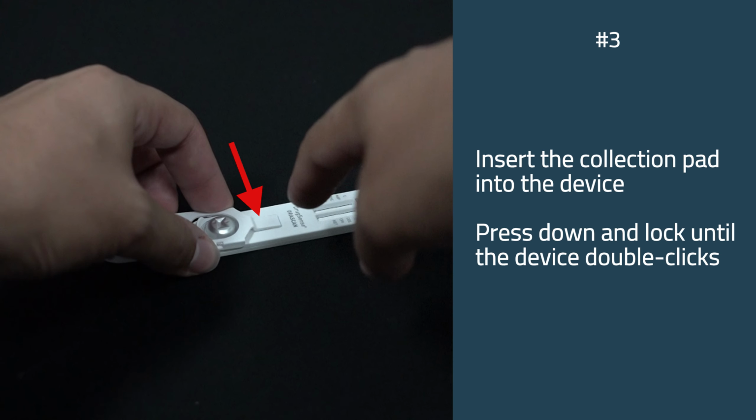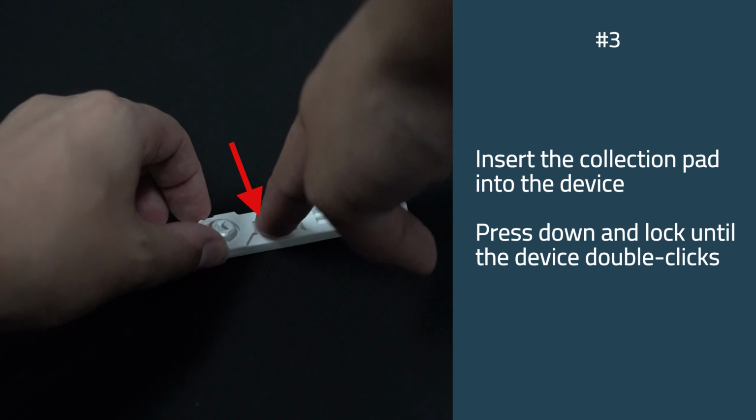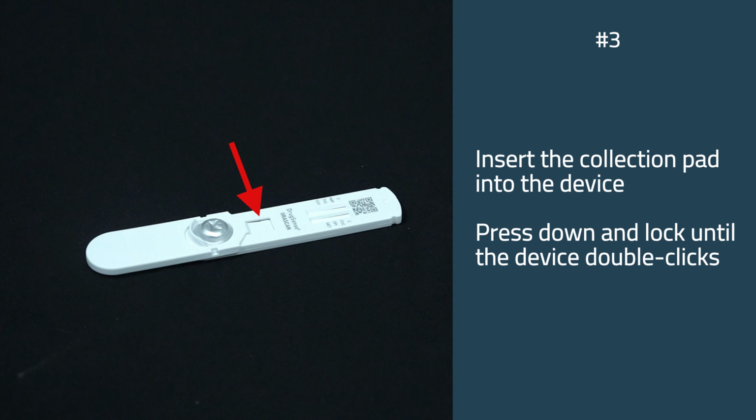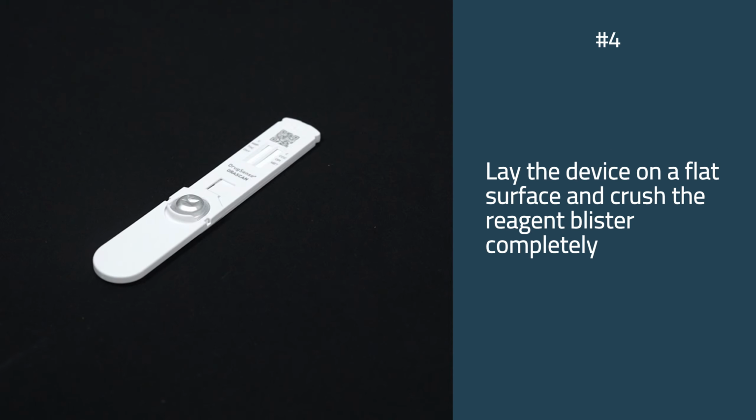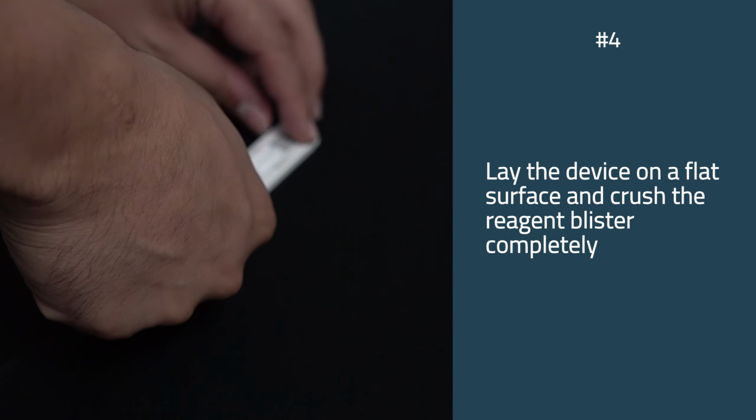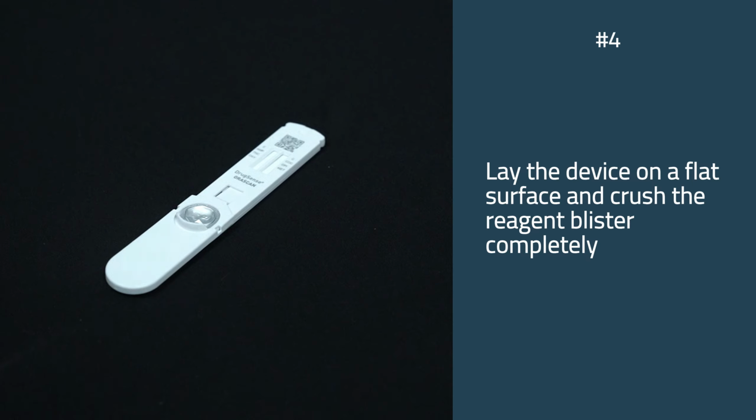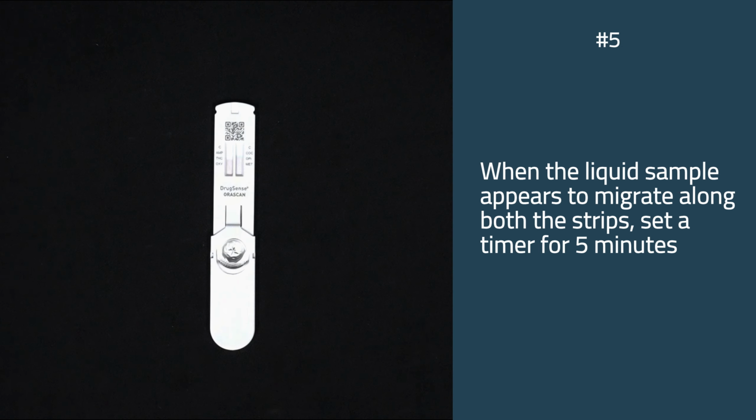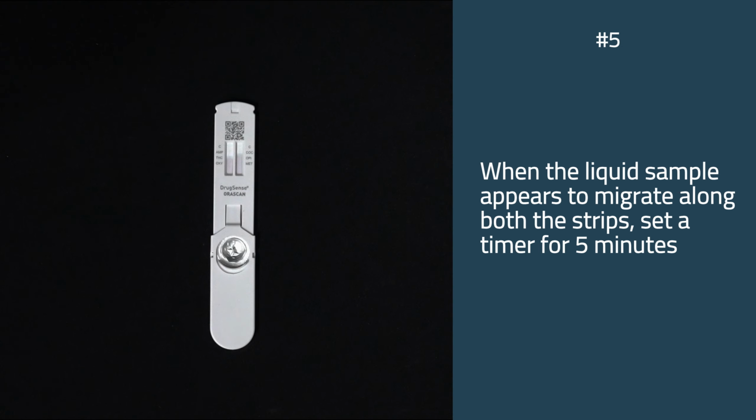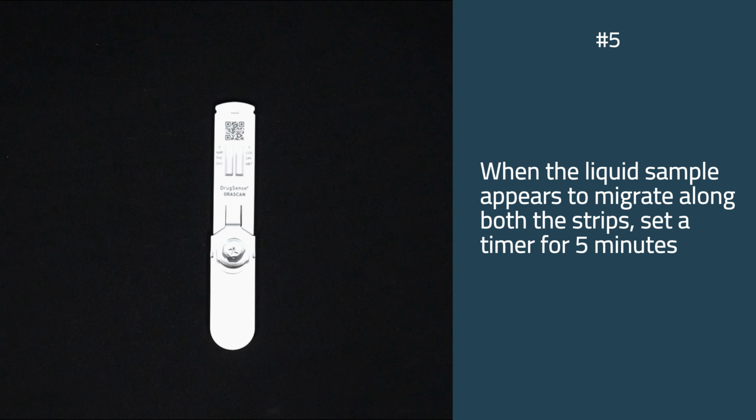Insert the collection pad into the device. Press down and lock until the device double clicks. Lay the device on a flat surface and crush the reagent blister completely. When the liquid sample appears to migrate along both the strips, set a timer for 5 minutes.